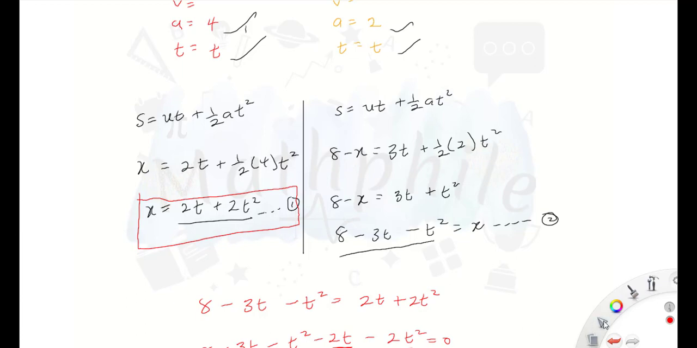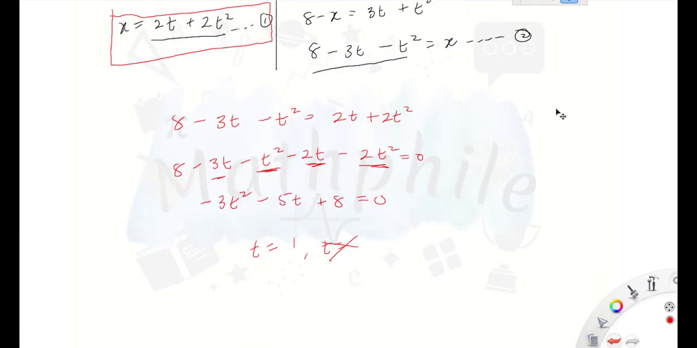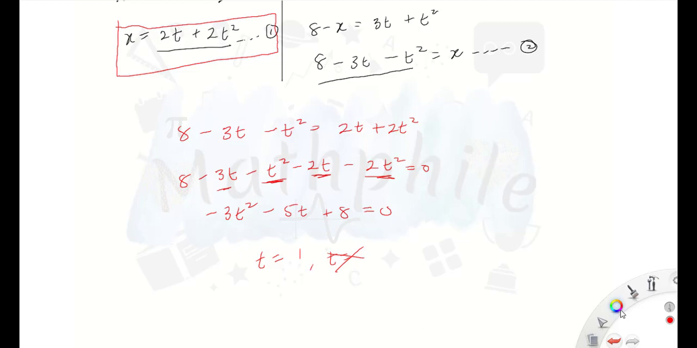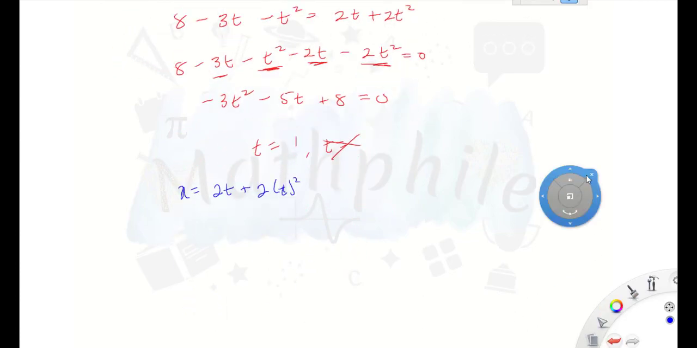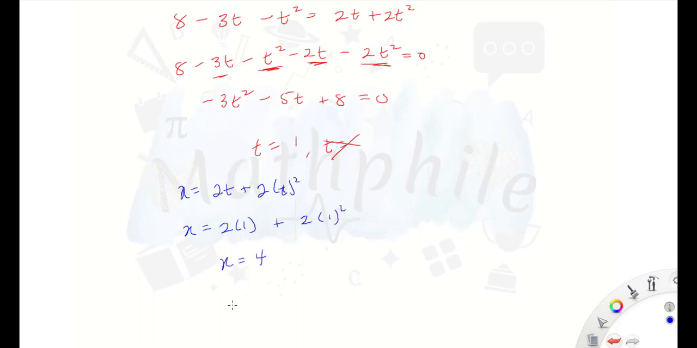So from that equation, we're saying that x is equal to 2t plus 2t squared. Doing the substitution, x is equal to 2 times 1 plus 2 times 1 squared, and x is equal to 4. So they both meet 1 second after traveling 4 meters, each traveling 4 meters. So that answers the question.